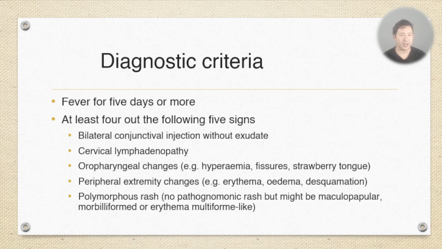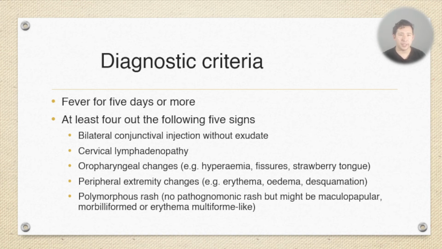So you've got to have 4 out of 5 of those. So conjunctivitis, lymphadenopathy, oropharyngeal changes, peripheral extremity changes, and the rash. And then you have to have the fever for 5 days or longer to meet the diagnostic criteria. So try and get those in your head. I'm not going to go through the detailed management of it because I think thinking about Kawasaki's and recognising it is all you need to do.